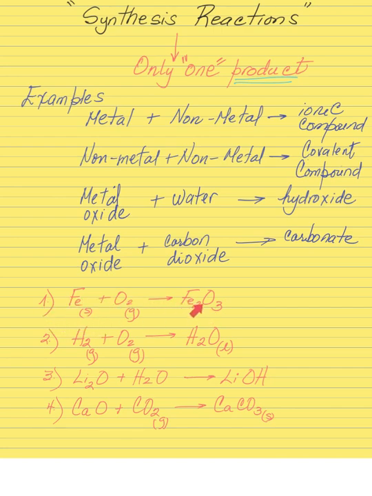So you have here examples. Metal, non-metal, ionic compound. Non-metal, non-metal, covalent compound. Metal oxide plus water, hydroxide. Metal oxide plus carbon dioxide, they're going to form the carbonate with the metal that you have in the oxide. Like here, the hydroxide with the metal that you have in the oxide. Questions about that? No questions.